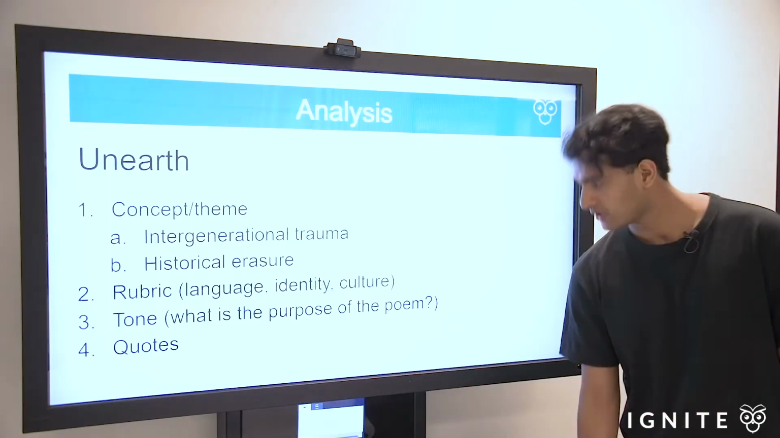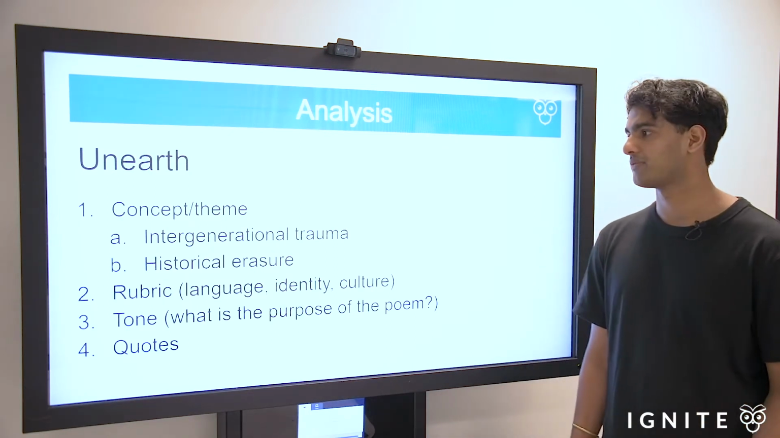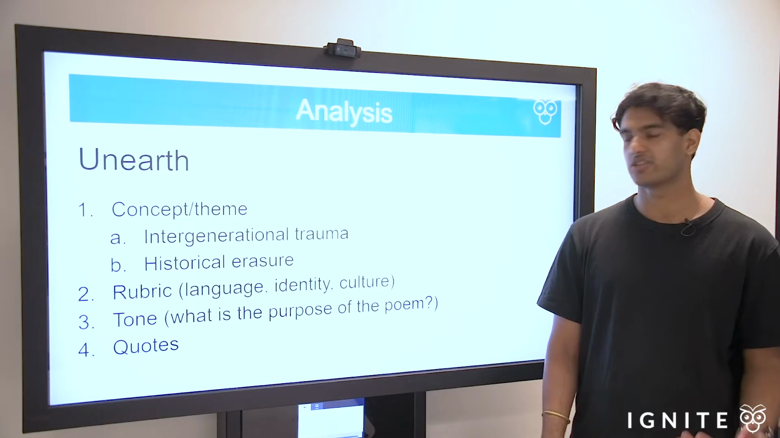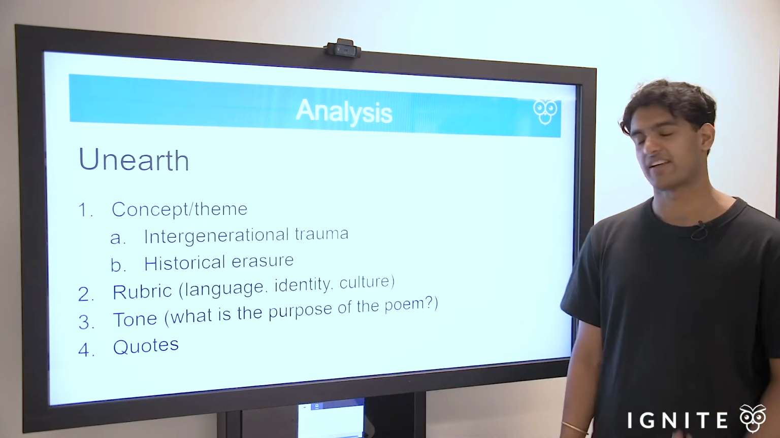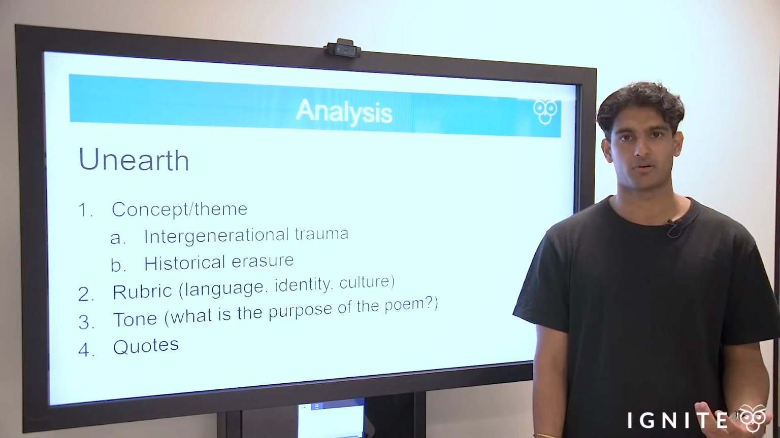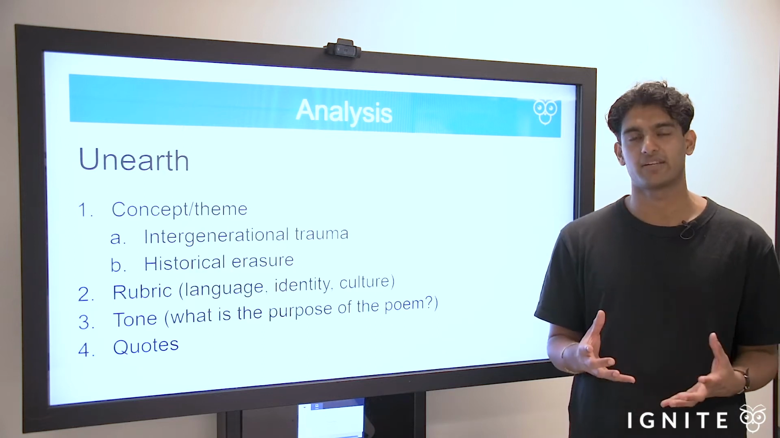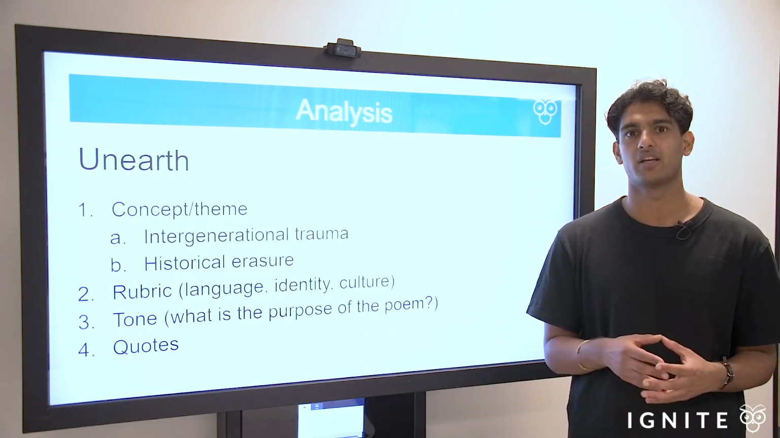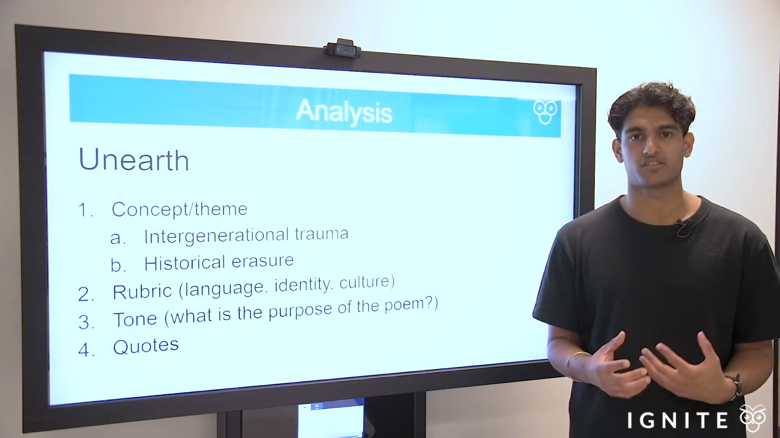Let's get into it. So today we're going to be focusing on Unearth, a poem written by Eckermann, which deals with intergenerational trauma and historical erasure. Now that's an important first step when you think about any poem, is to think, what is the theme? What is Eckermann trying to say predominantly in this poem? Think about it in isolation of your rubric, because that will end up being the conceptual focus of your body paragraphs.